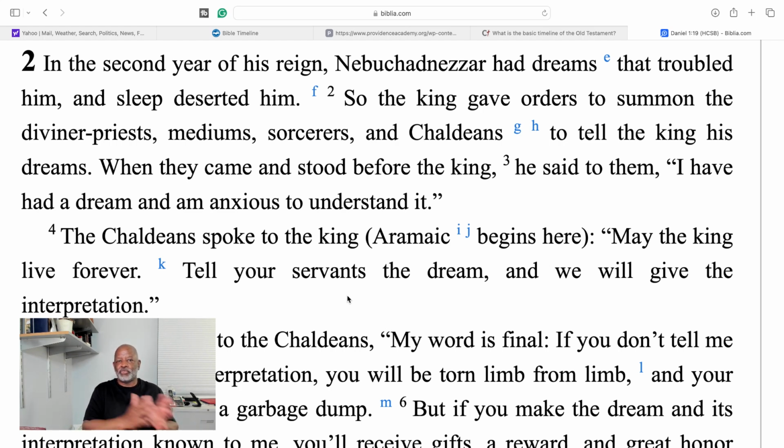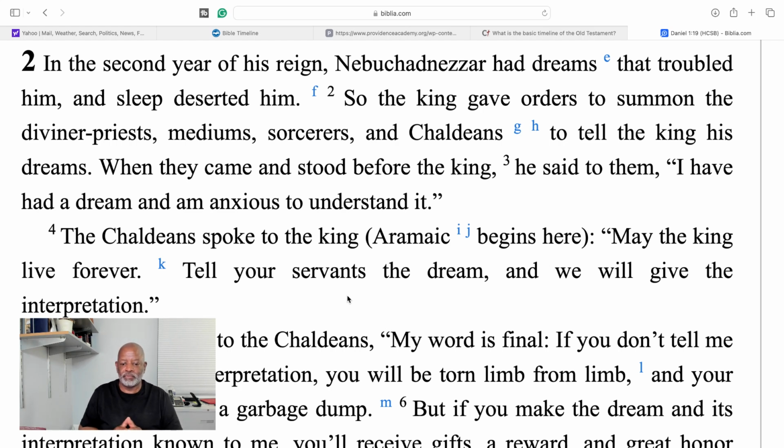Kind of interesting, Daniel's not here. Daniel is not among this first group. And we're going to see a lot of flip-flopping with this mentality. Nebuchadnezzar is very not consistent. He's not consistent at all. He doesn't have to be. He's the king, and therefore he holds absolute power. But I say that because we're going to see this over and over again.